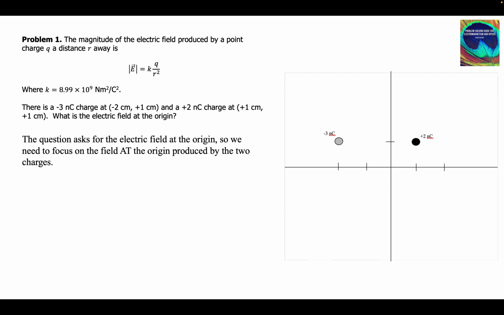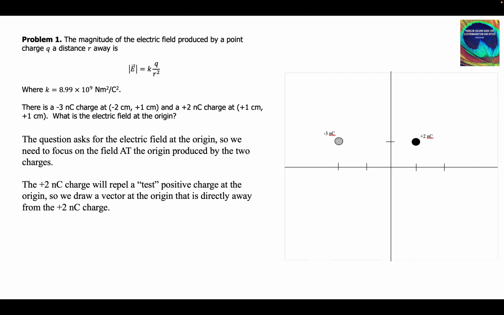So to get the electric field at the origin, we have to focus on the field produced by these two charges at the origin. If we put a test positive charge at the origin, the plus 2 nanocoulomb charge is going to push it. Like charges repel, so we need a vector directly away from the plus 2 nanocoulomb charge at the origin, and there it is.